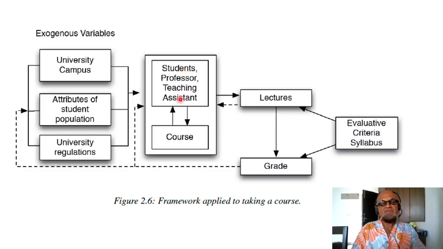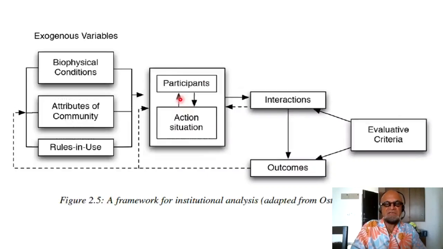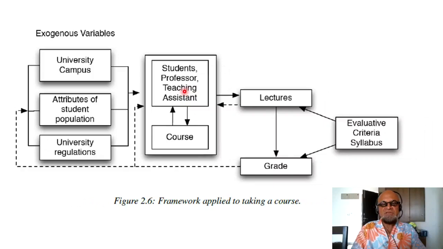So then you have students, professors, teaching assistants, and so on, that determine our participants, and they, let's say, interact in the action situation of the course. Of course there are other action situations on campus, like sports or arts, performance, etc. So in this particular case we have lectures which feedback with the participants for various things like syllabi, modifying the syllabi, or making the exams, and so on, and that determine the grade.